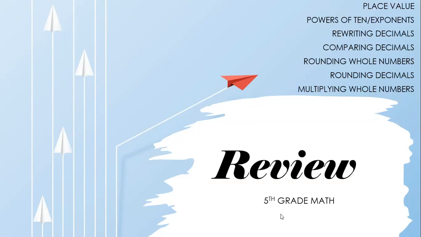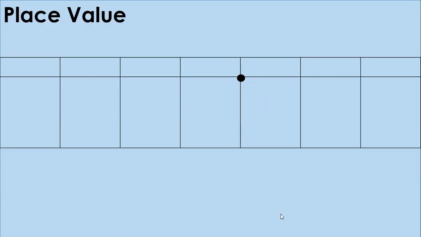It's Miss Spencer. Today we're going to be reviewing what we've gone over in the past 2 weeks. We're going to start with place value, then move on to powers of 10 or exponents, then we'll be doing decimals and comparing decimals. After, we'll be rounding whole numbers and rounding decimals, and finally, we're going to be multiplying whole numbers. So let's start with place value.